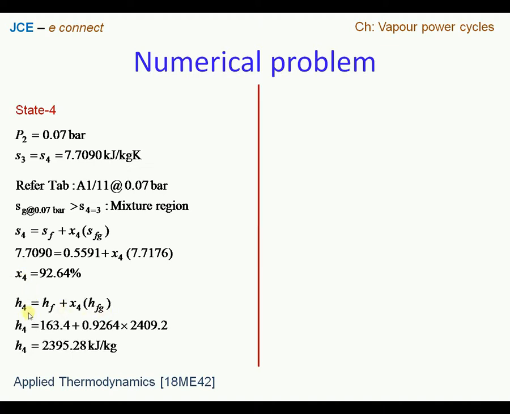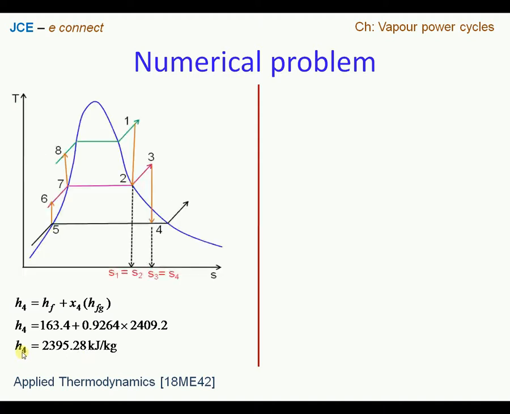So we have the enthalpy equation at state point 4: H4 is equal to HF plus X4 into HFG. From the data table at 0.07 bar we note down the HF and HFG values, HFG being 2409.2, and we got the value of quality as 92.64%, therefore 0.9264 we have substituted here. Working out this equation, we get the H4 value as 2395.28 kilojoule per kg. So we are now done with finding the enthalpy at state point 4. Now let us proceed.